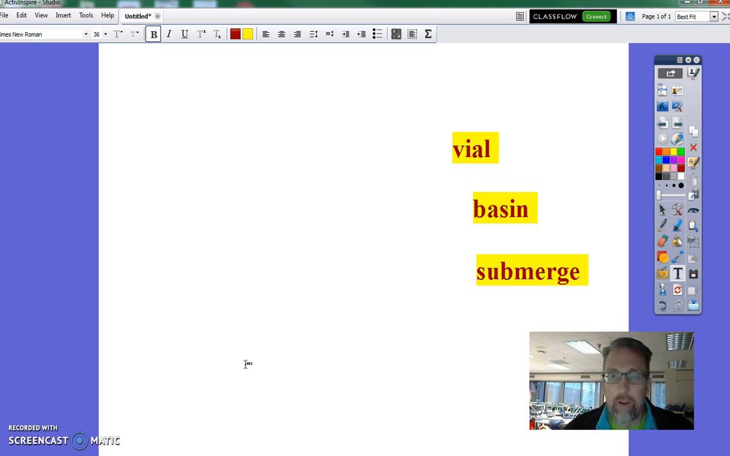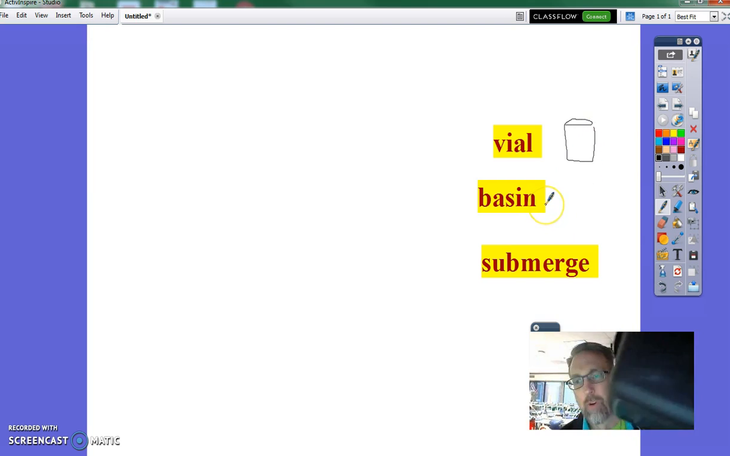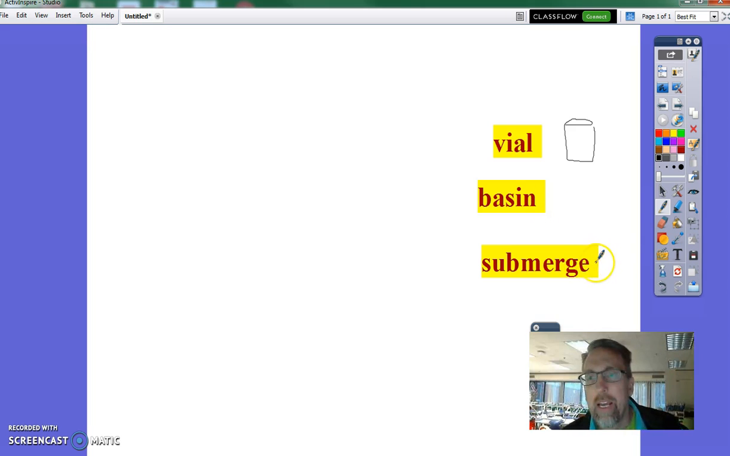What we're going to do is first look at our new vocabulary. A vial is this thing. Vial is a nice word for a little science cup. Basin is a nice word for a big plastic tub. And submerge, well, I see the word sub, which means going under. So submerge is if you have water, we're going to go under.